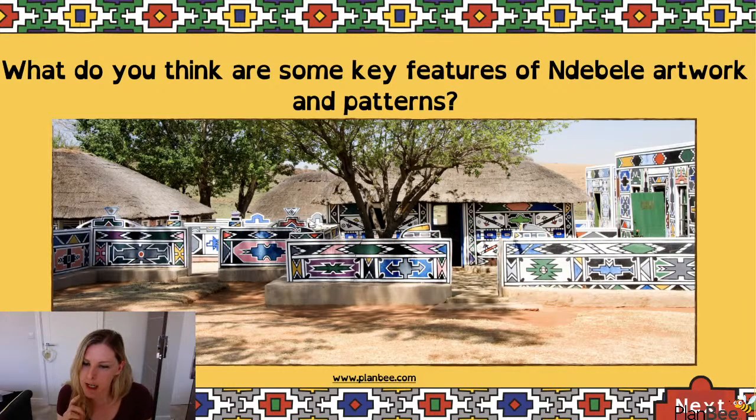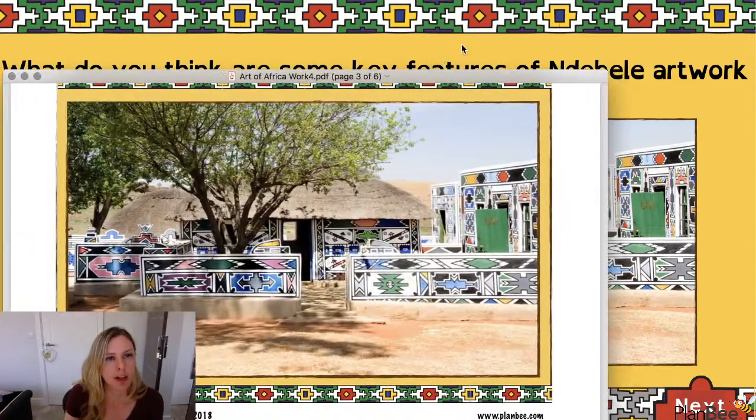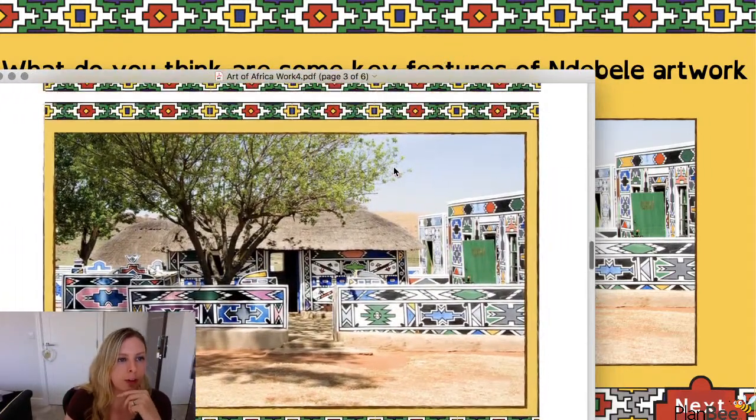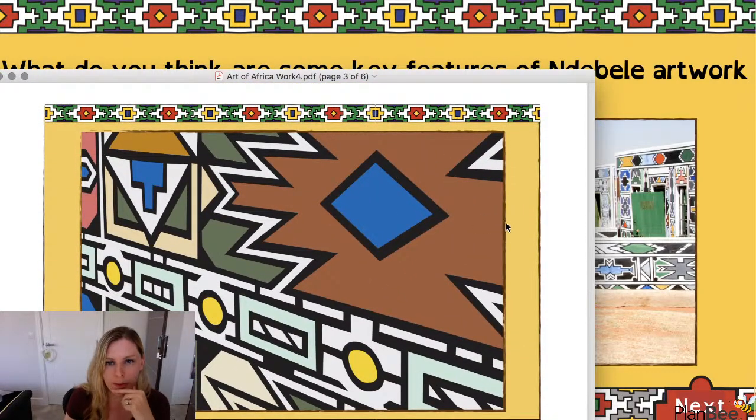So have a really close look at this. What colours are they using? Where might you find it? Let's have a look at some different pictures. So we have this one here, which is a bit more of a close-up. Have a look here. What shapes can you see? What patterns? Colourful, yeah, I would agree. Colourful is a really key feature of this, isn't it?